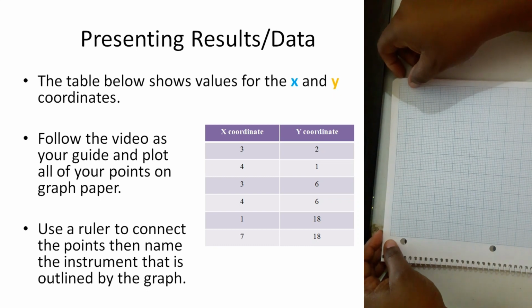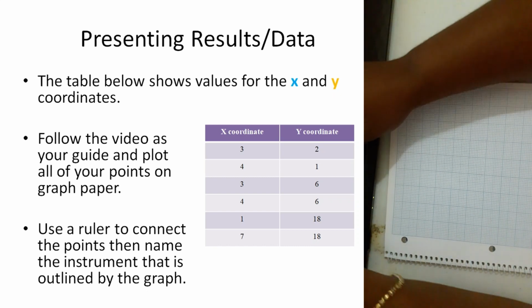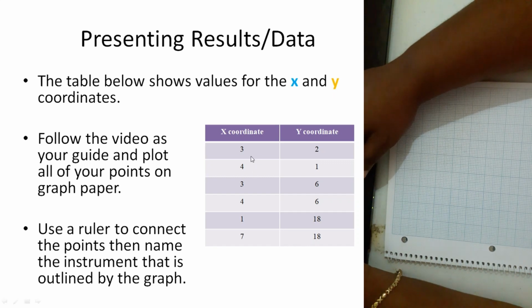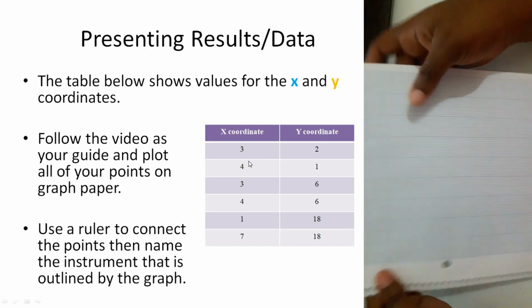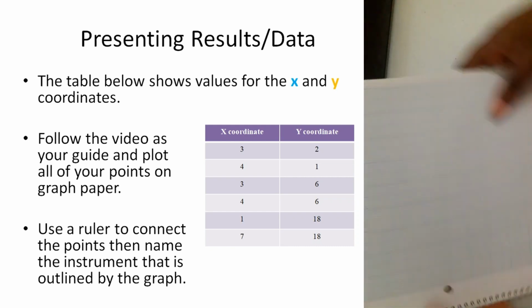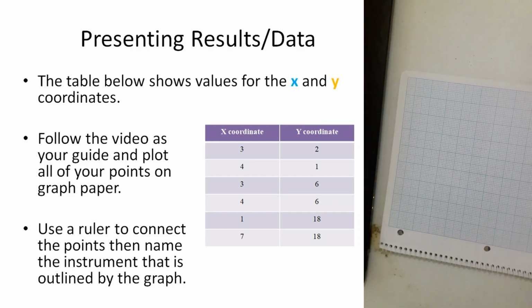Okay, now for all graphs you have to look at the range. For instance, for this graph, the range for the x coordinates runs from 3 to 7, so we could say from 0 to 7. And for the y coordinate, it runs from 2 to 18, so therefore 0 to 18. So the y line is longer than the x line. So we could leave it in portrait. So this is portrait, and this is landscape.